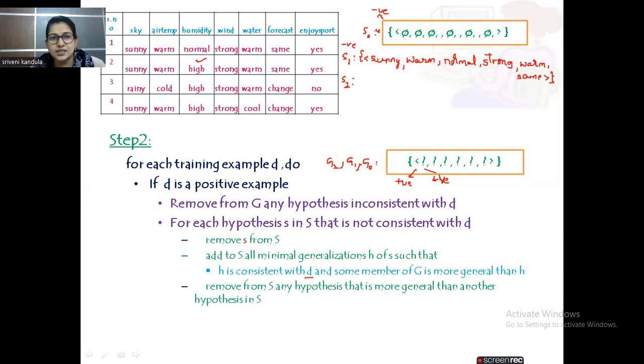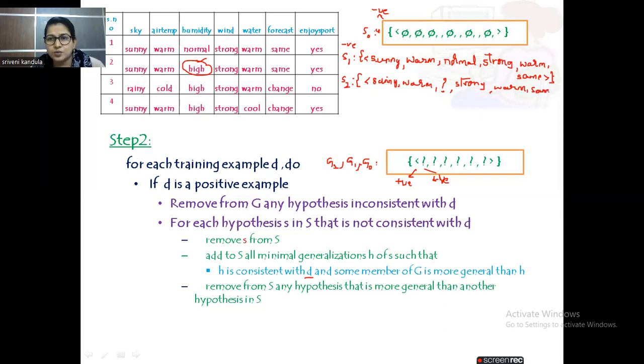There is an inconsistency. Why has this inconsistency occurred? Because of the change here in the third attribute. Rest all are matching with S1. Only this attribute is not matching. Because of this, there was an inconsistency. So we should make this more general. Let us replace; the first two values remain the same. Let us replace this normal with the next more general value, which is a question mark. Remaining values are the same: strong, warm, and same.